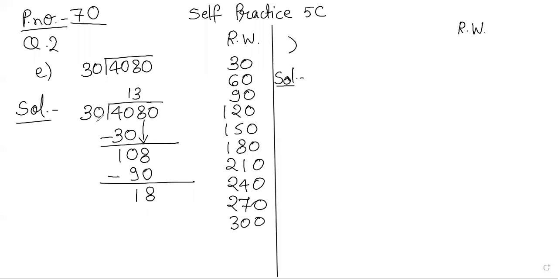18 is smaller than 30. We cannot divide, so bring down the digit from the dividend. Bring down 0. Now divide 180 by 30. So look at the table. In 6 times, 30 sixes are 180. After subtraction, 0 is left. Now we will write quotient and then remainder. Quotient is 136 and remainder is 0.